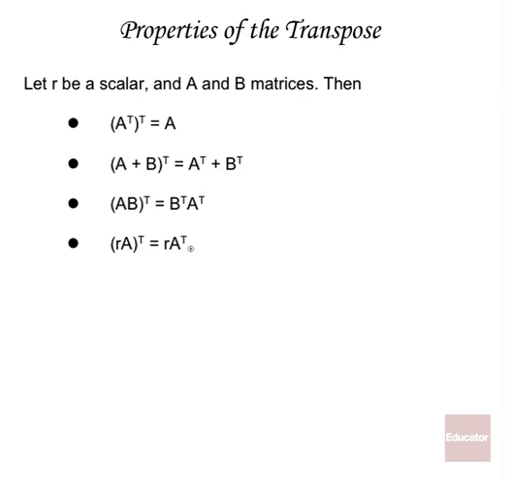Okay, let's take a look at the properties of the transpose, probably the most important. Let R be a scalar, A and B are matrices. A transpose transpose just recovers A. A plus B quantity transpose is equal to A transpose plus B transpose. Order is retained. A times B transpose is equal to B transpose times A transpose. Order is not retained.